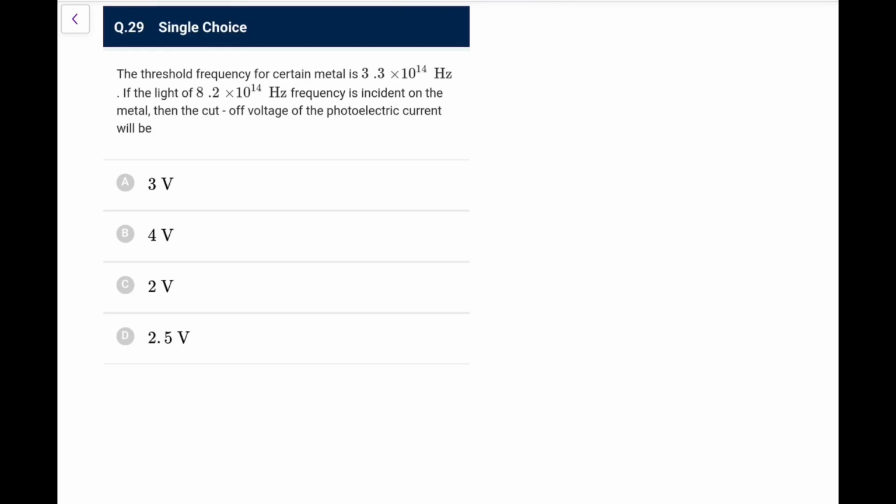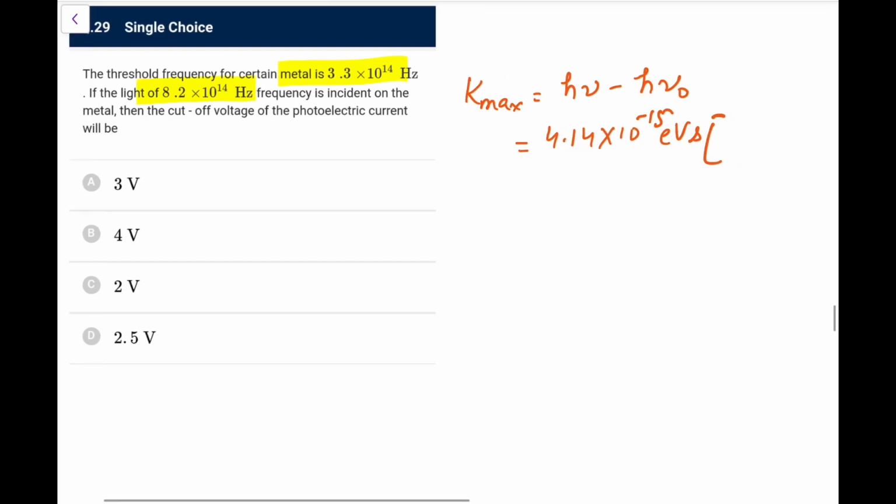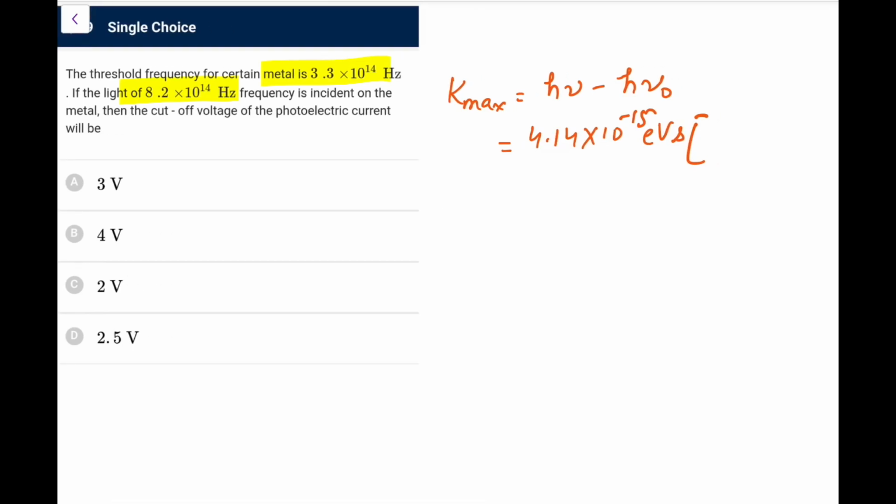Next, the threshold frequency for a certain metal is given, and if the light is this, then what is the cutoff potential? You will write Kmax first of all as h nu minus h nu naught. Better do it in eV, that is the more appropriate one. So write h as 4.14 into 10 to the power minus 15 eV seconds, and nu minus nu naught would be 8.2 minus 3.3, that is 4.9 into 10 to the power 14. So what you have is 4.14 into 0.49 eV.